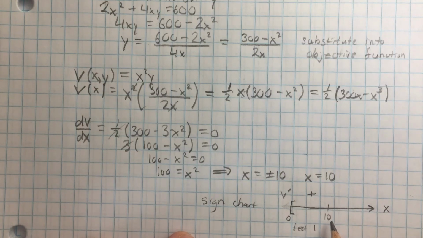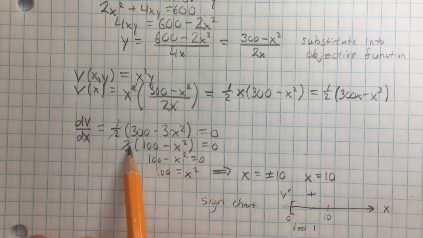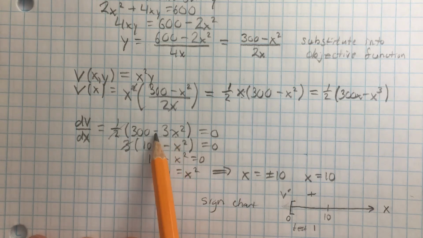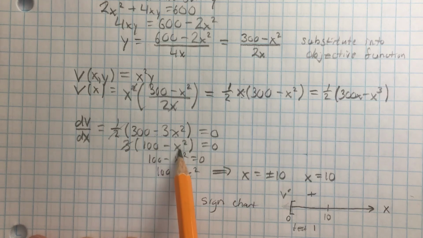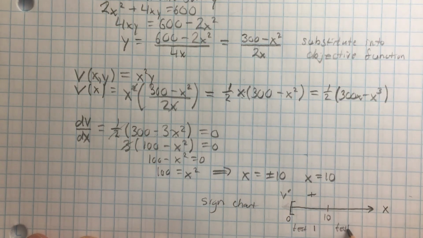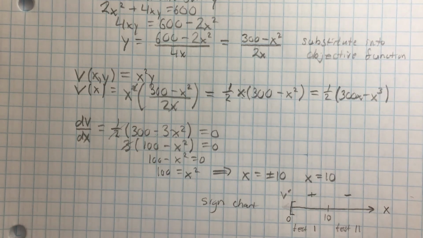Once I pass 10, just go to 11 or something. It's not hard to see, even back here, 300 minus 3 times 11 squared, or you can just remove the 3 and do it this way, doesn't matter. Either way, 11 squared is like 121. So 300 minus 3 times 121 is obviously now negative, or you can look at it here, 100 minus 121 is obviously negative, times the 3 times the 1/2, still negative. So whatever you test over here on the right, I'm just picking 11, will be negative for the first derivative. Therefore, 10 is certainly a local maximum.